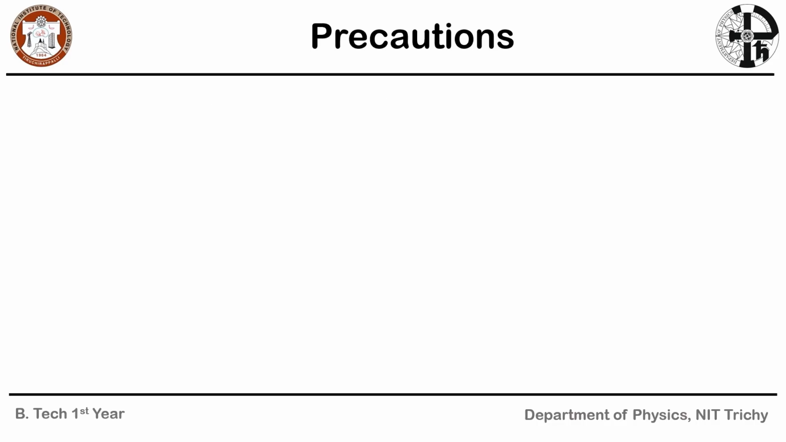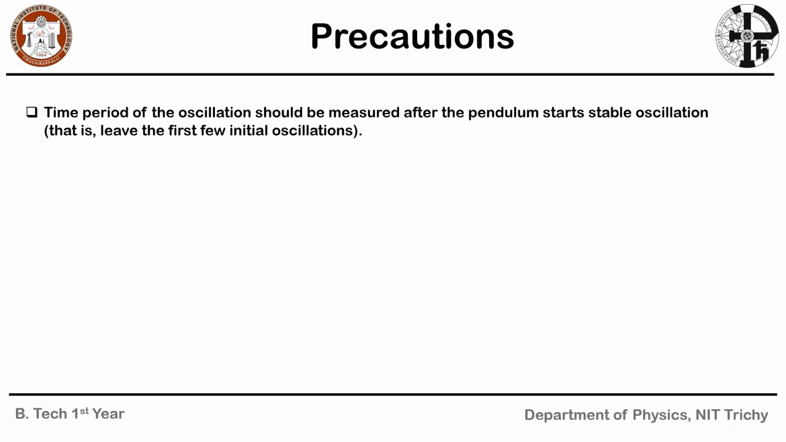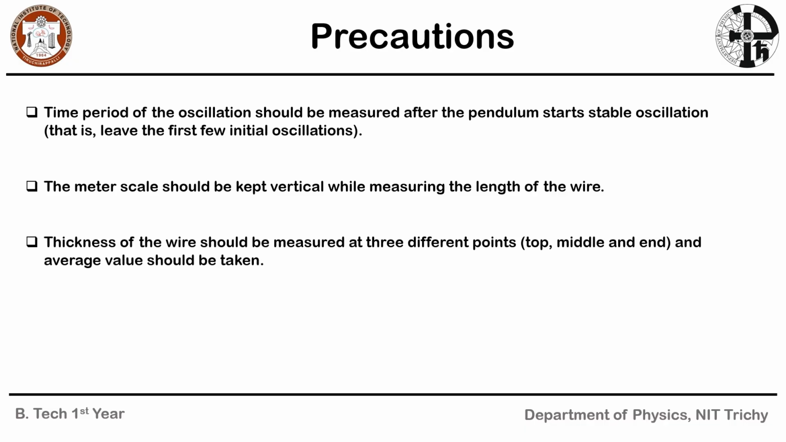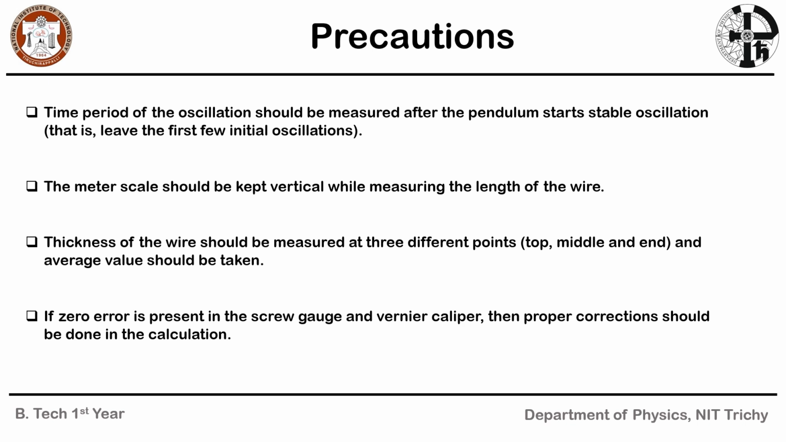There are some of the precautions. The time period of the oscillation should be measured after the pendulum starts stable oscillation. The meter scale should be kept vertical while measuring the length of the wire. The thickness of the wire should be measured at 3 different positions and we should take the average. If zero error is present in the screw gauge and vernier caliper, then proper corrections should be done in the calculation.